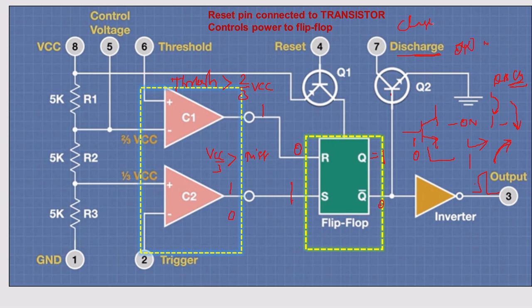If it is charging, it means the transistor is off. That you want to remember. It is connected to the 7th pin. So this pin is very useful when you are going to learn about astable and monostable. With this only, the entire logic is being decided.